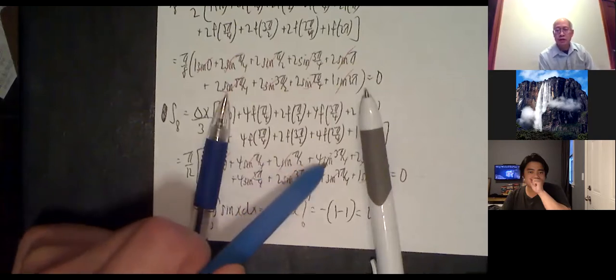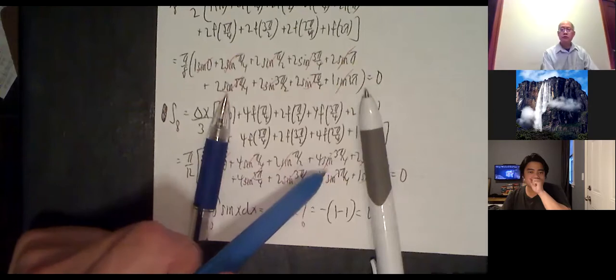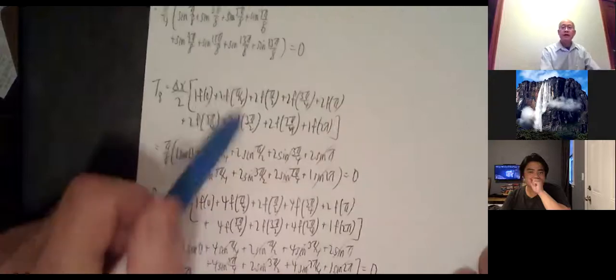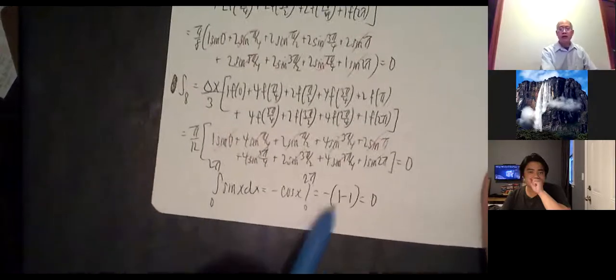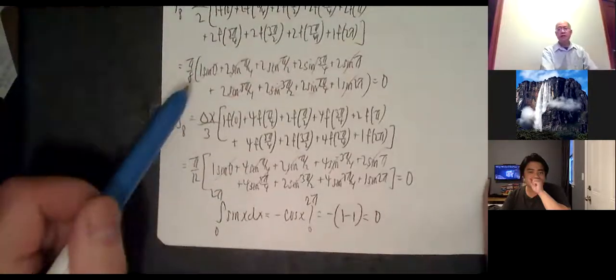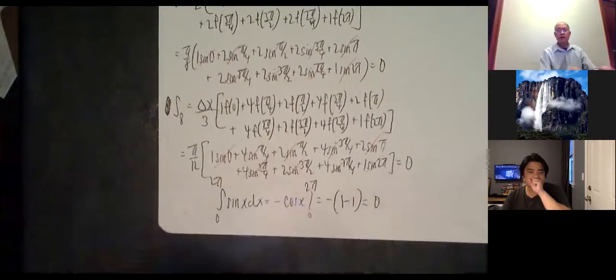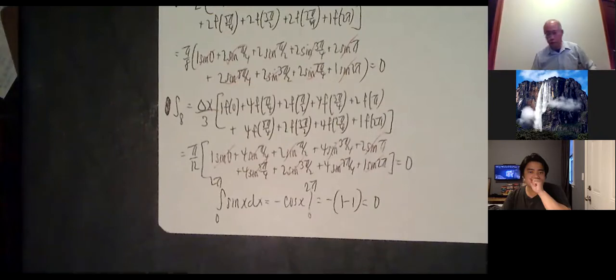Same thing here. Sine of 3 pi over 4 is radical 2 over 2, and sine of 7 pi over 4 is negative radical 2 over 2. Multiplied by 4, they cancel out. So all of them are 0, and the true value turns out to be 0. So here's an instance where all 3 methods gave you the exact value, which came out to be 0. Okay, so there we go.